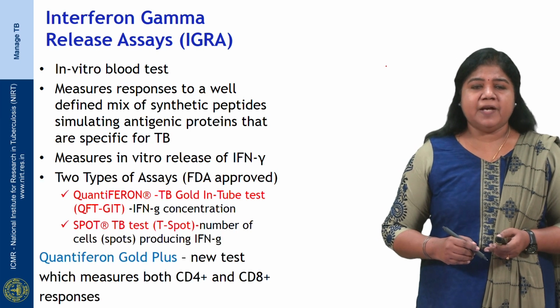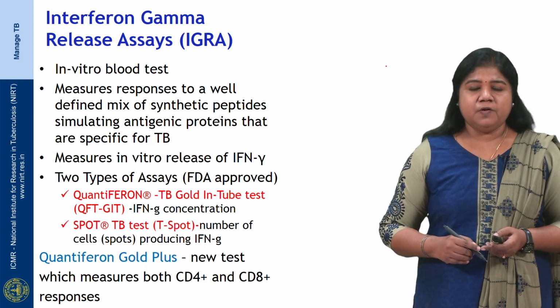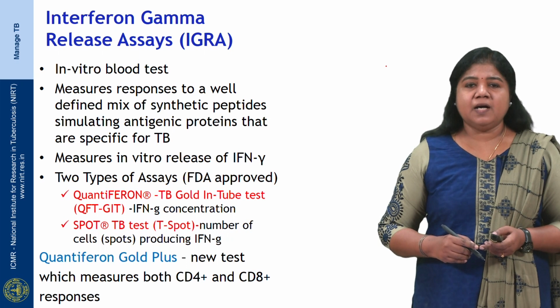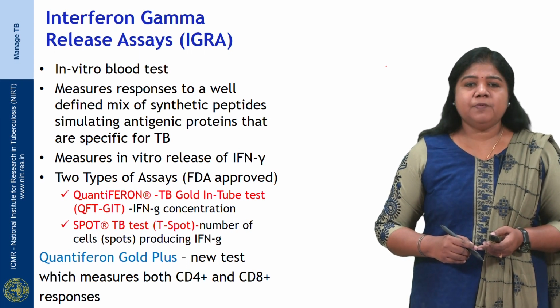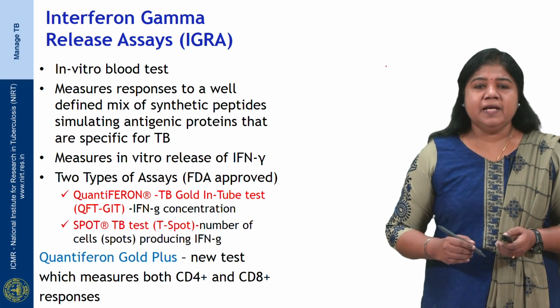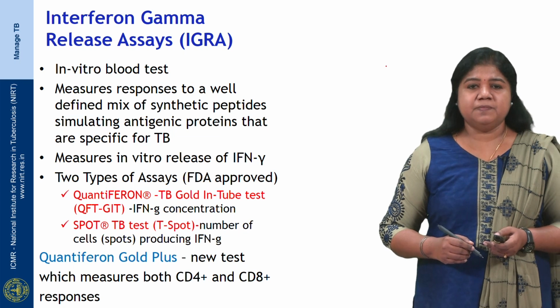Two types of IGRA assays are approved by the FDA. They are the QuantiFERON TB Gold In-Tube test, which measures the interferon gamma concentration, and the T-SPOT TB test, which measures the number of cells or spots producing interferon gamma. The QuantiFERON Gold Plus is a new test which measures both CD4 and CD8 responses.